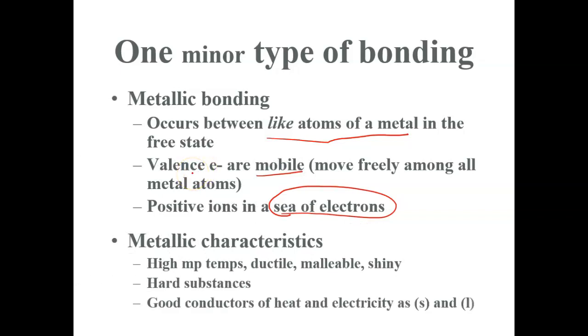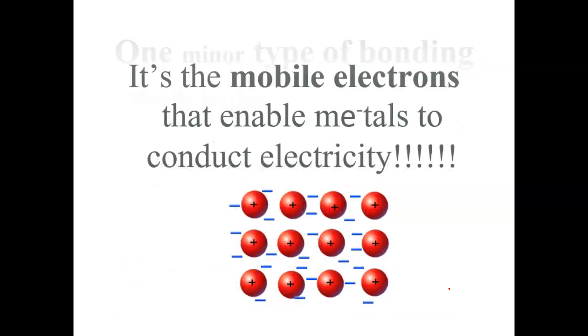Some metallic characteristics are right here. They have high melting points, and they are ductile, malleable, and shiny. This is why they have all of those properties, because of the sea of electrons. They're harder substances. They're good conductors of heat and electricity, as a solid and a liquid.